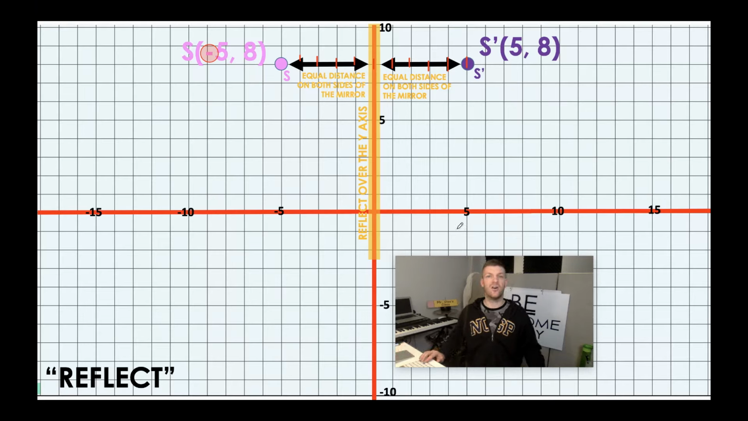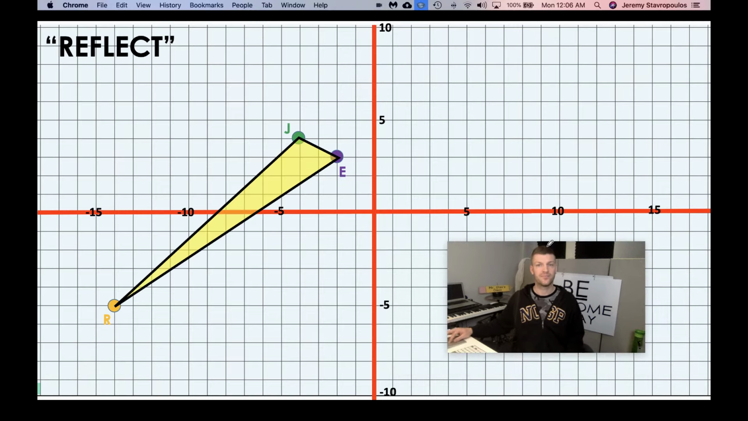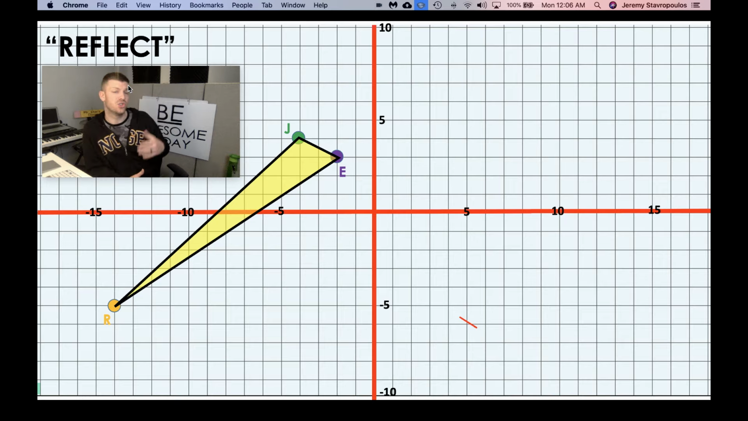Now this works with shapes as well, or figures, as they say. So it's going to tell you reflect triangle JER, J-E-R.